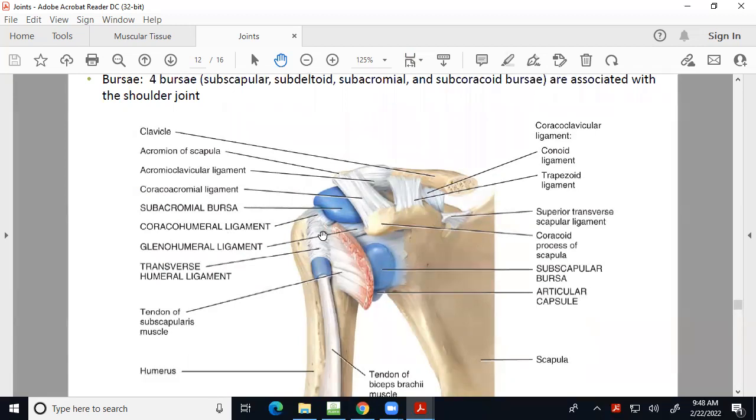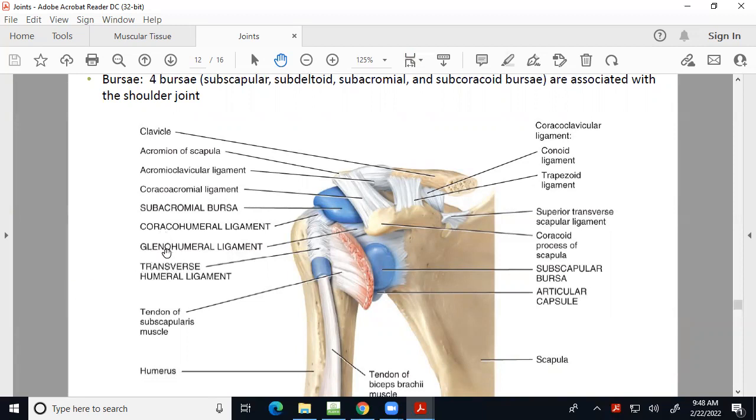Now, to help keep that tendon of our biceps very firmly against the humerus is a ligament called the transverse humeral ligament, which I want you to highlight. Okay. It just goes from the greater to the lesser tubercle going across, which is why we call it the transverse humeral. It goes across the humerus.